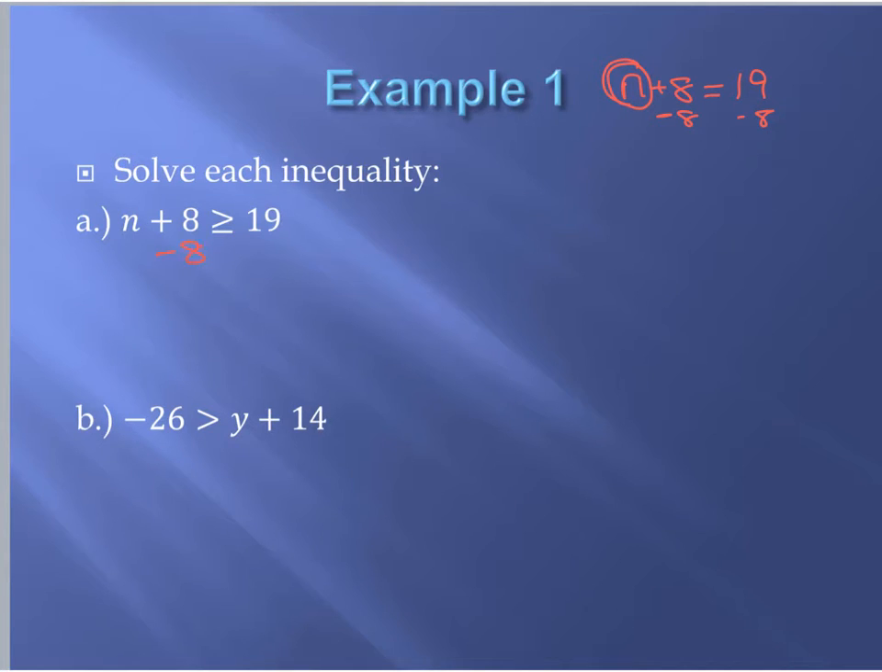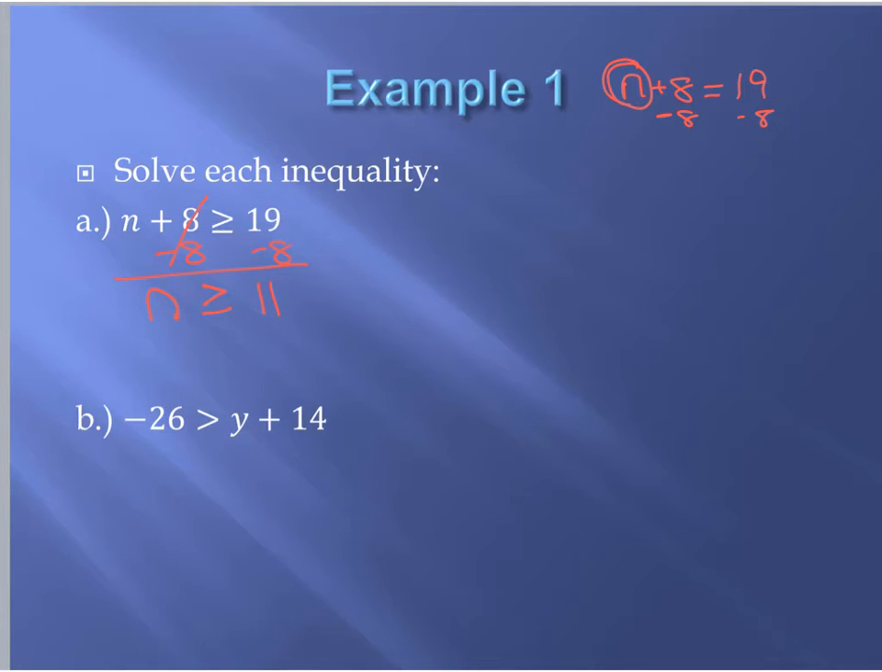This is going to be the exact same approach that we take when we're solving an inequality. So the first thing I'm going to do is subtract 8 from both sides, and my 8s are going to cancel, and I'm left with n, and I just rewrite my inequality. So n is greater than or equal to 11 in this case.